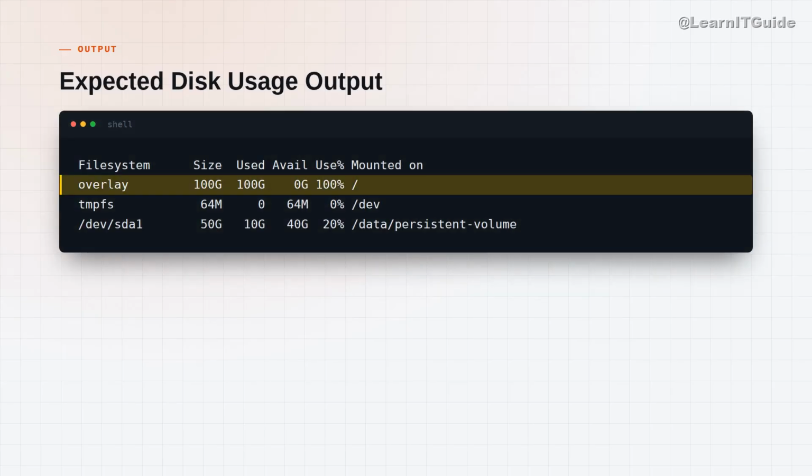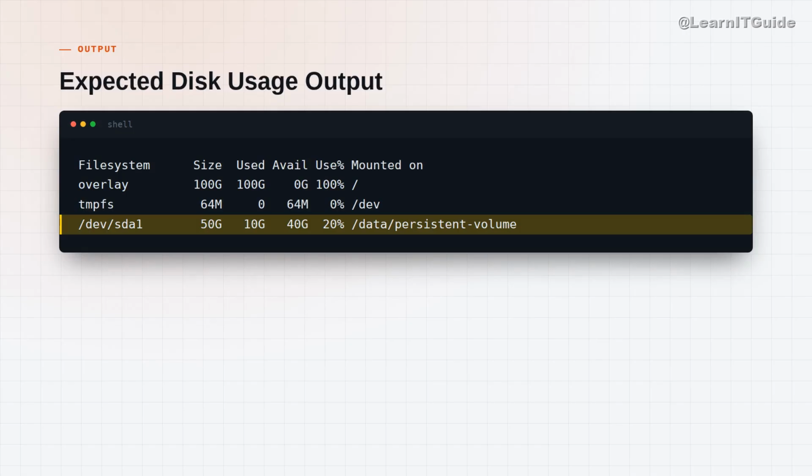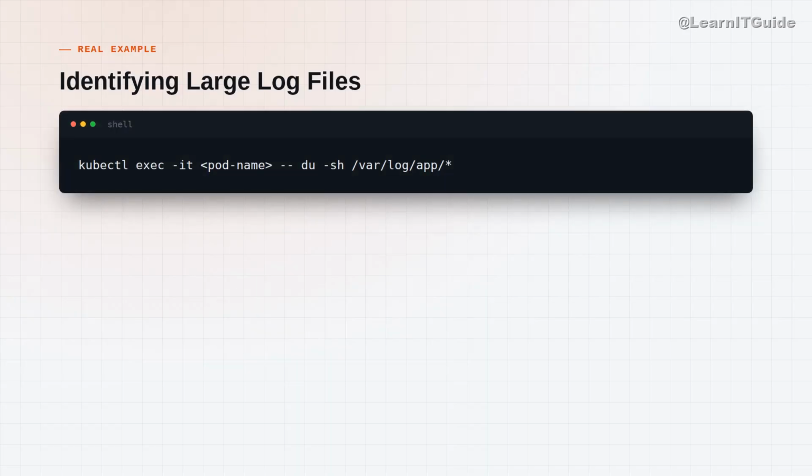Look at this output. Notice the overlay file system is at 100% usage. That is your root file system. But look at the last line. Your persistent volume at /data/persistent-volume has 40 gigabytes free. This confirms the issue is not your volume, but the container's own internal storage limit. So what is usually filling that space?